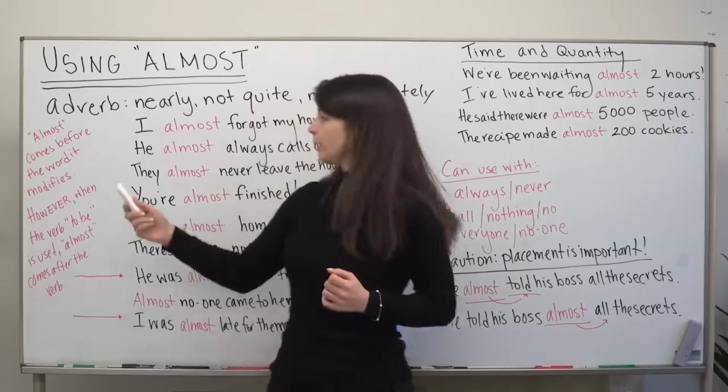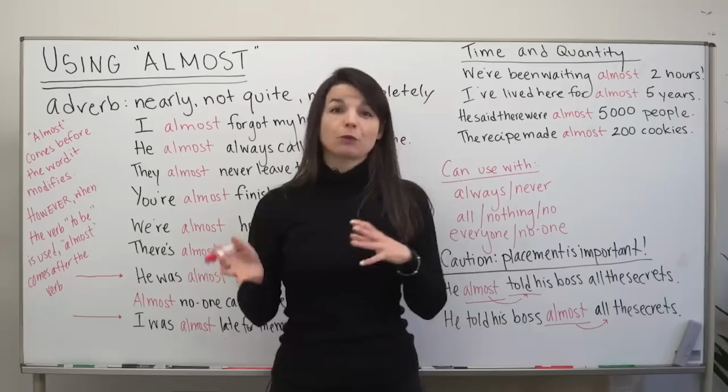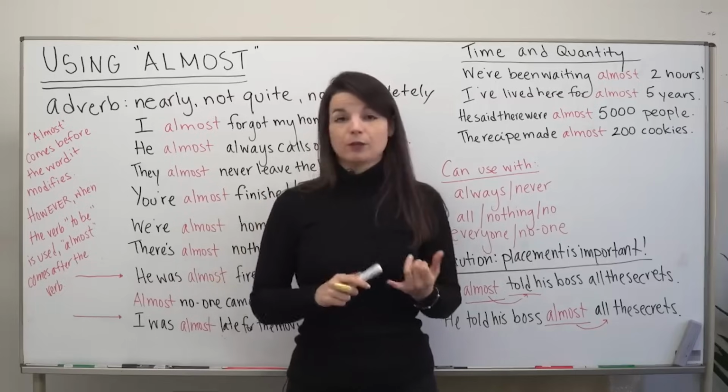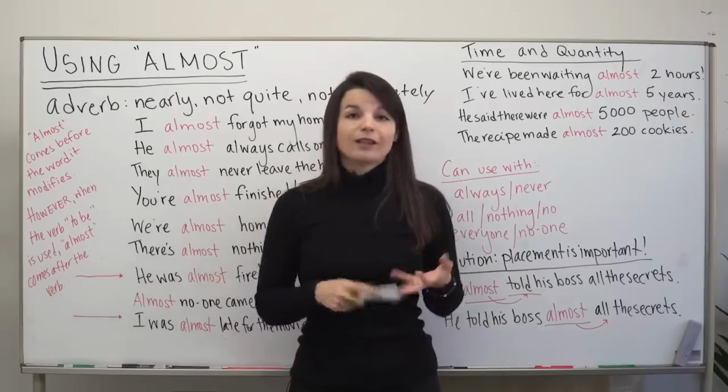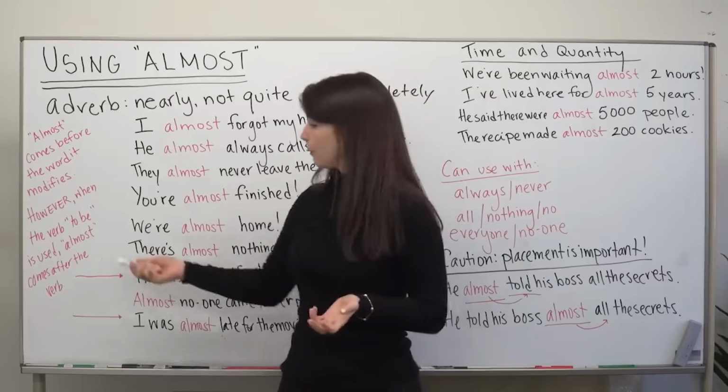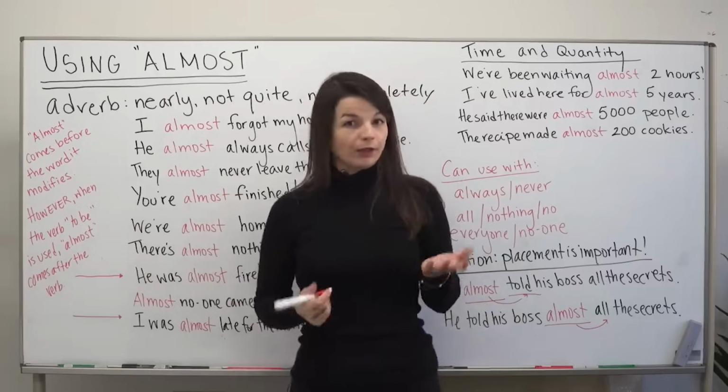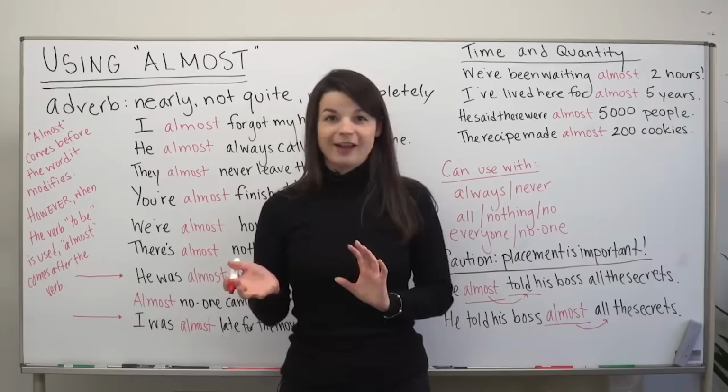So remember this point here. Almost should come before the word it modifies. So when you're writing and when you're speaking, you should think carefully about this. Also remember, when you're using the verb to be, almost should come after that verb.